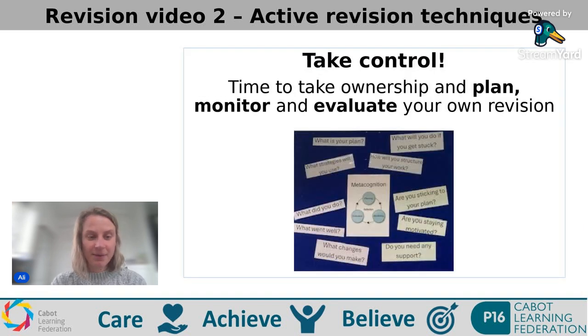As we said in the first episode, now's the time for you to take control of your revision. Use your metacognitive strategies to plan what you're going to revise, when and how. Monitor how your revision's going and change strategies if you need to, and evaluate whether you've learned what you need to learn to be successful in your exams.